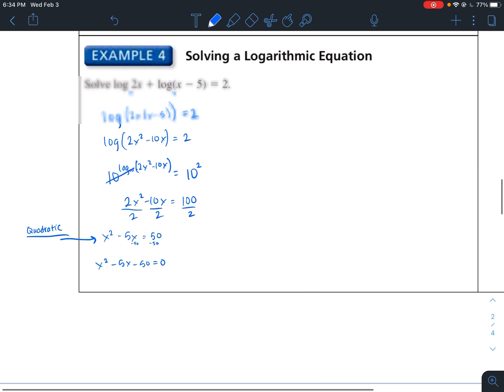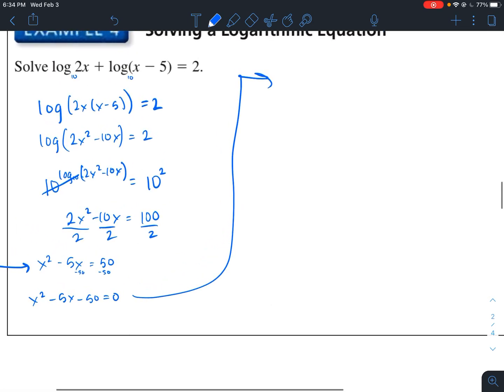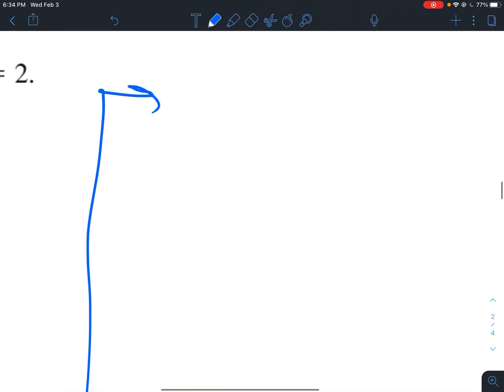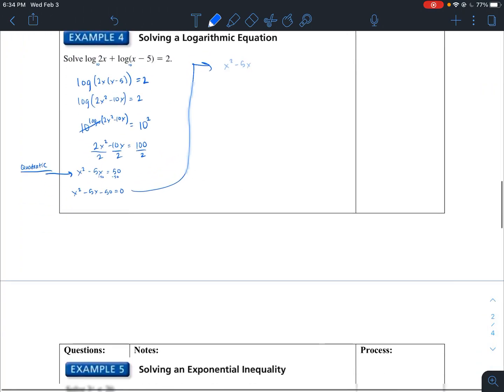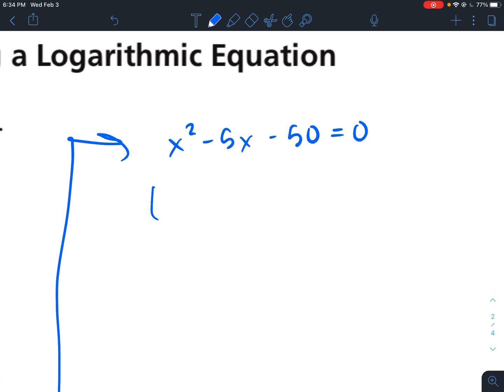Now I want to solve this like I would a quadratic equation. I can use the quadratic formula, or I could factor. I'm going to choose to factor. So I have x squared minus 5x minus 50. Because a is equal to 1, I'm going to have two binomial factors like this, and I need to find two numbers that multiply to be negative 50 but add to be negative 5.